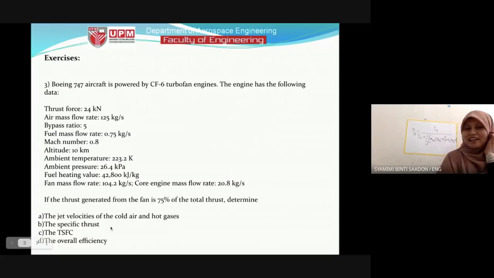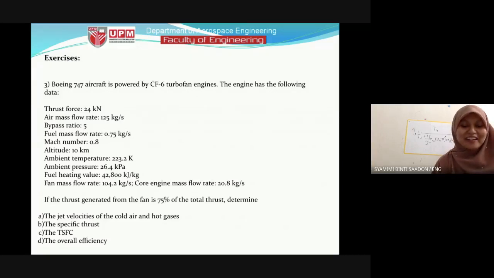So this is again a turbofan engine, because turbofan is more complicated than turbojet. So a Boeing 747 aircraft is powered by CF6 turbofan engines. These are the following data that we have for the turbofan engine: thrust force 24 kilonewton, air mass flow rate 125, bypass ratio 5, fuel mass flow rate 0.75, Mach number 0.8, etc.